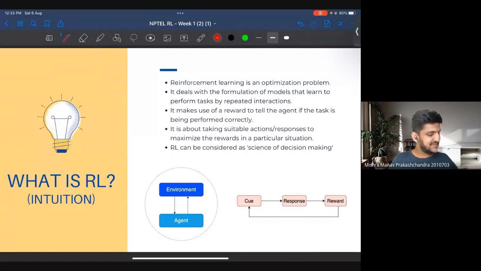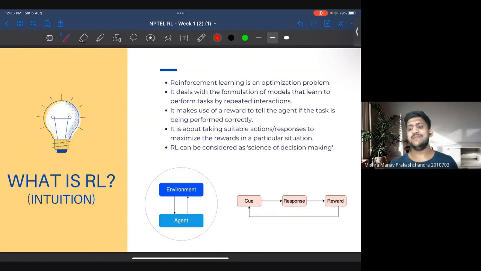Okay, so I should start with the very basic question: what is RL? Reinforcement learning is nothing but an optimization problem. It deals with the formulation of models that learn to perform tasks in an environment by means of repeated interactions.